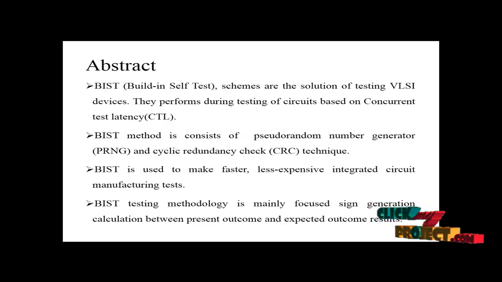Okay. So this is a built-in self test, considering the pseudo random number generation. The pseudo random generation is the LDPC encoder and then decoder process. After this is the cyclic redundancy check, the CRC technique. BIST is used to make integrated circuit manufacturing tests faster and less expensive. The BIST testing methodology mainly focuses on signature generation and calculation between the present outcomes and the expected outcomes.